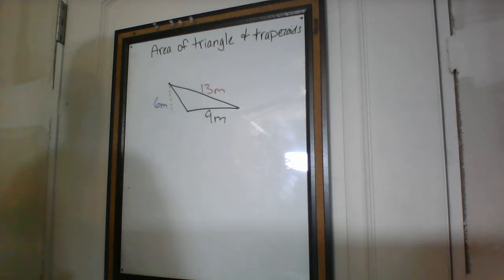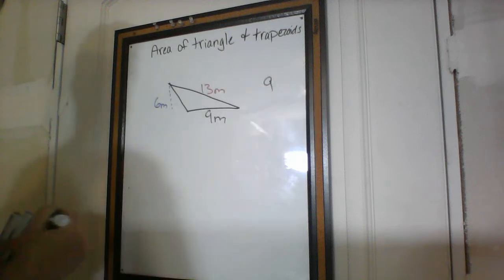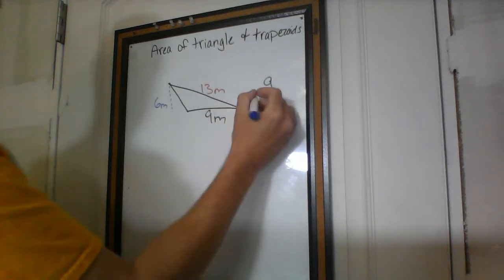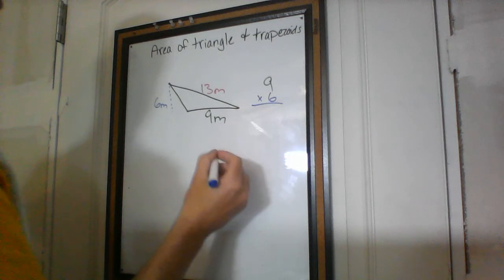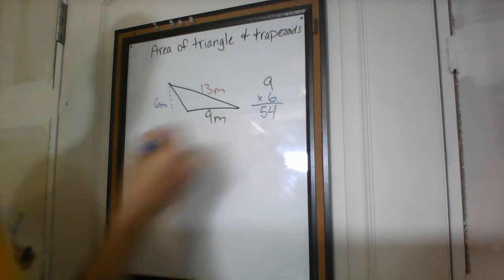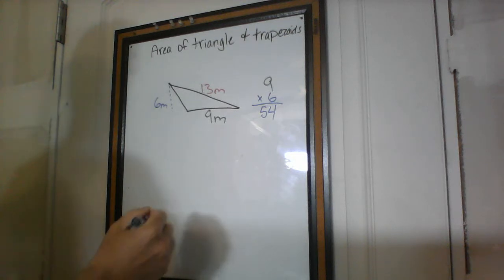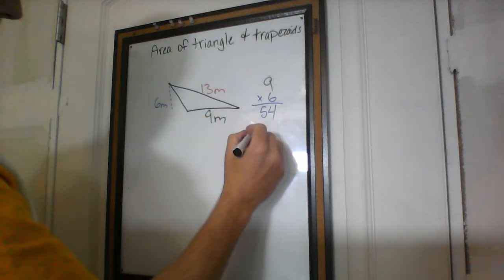Okay, let's see if you got the correct answer. Area of a triangle, base times height. So our base is 9. Our height, straight up and down, there is your 6. 9 times 6 is 54. Now, hopefully you remembered to divide by 2.